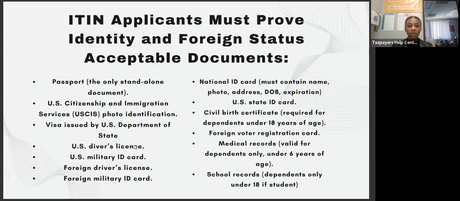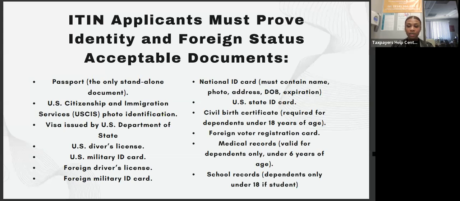even if it's expired. The U.S. Citizenship and Immigration Services photo identification, visa issued by the U.S. Department of State, U.S. driver's license, the U.S. military ID card, foreign driver's license, as well as a foreign military ID card. National ID card must contain name, photo, address, date of birth, and expiration. A U.S. state ID card will also work.